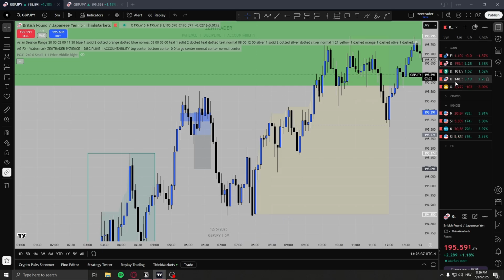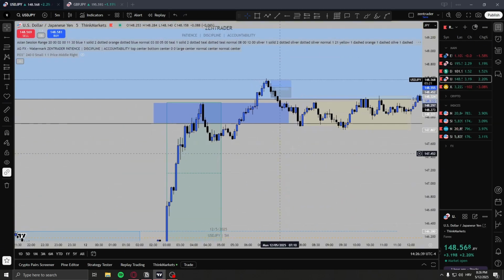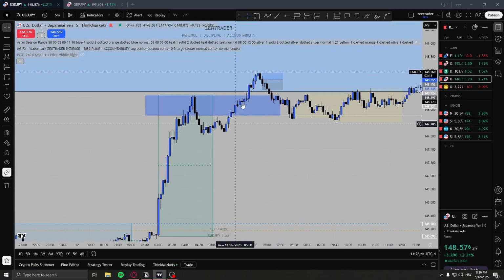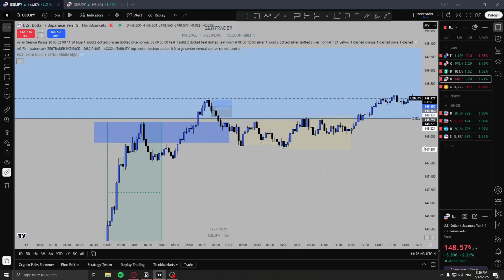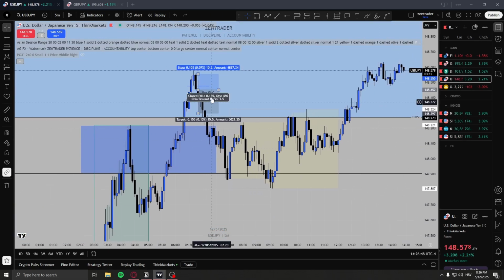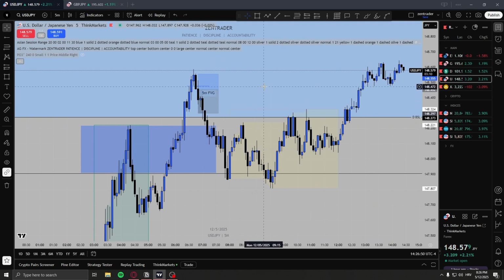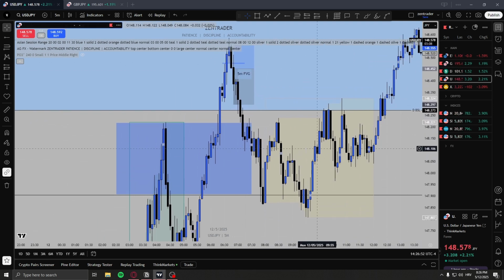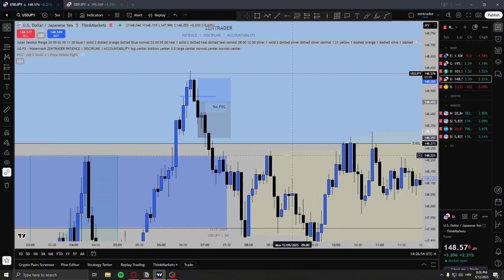Then I look at the trade on USD/JPY. We do the same thing. As you can see, we took out London high, and I like this setup even more because we took out the daily buy side, and we are also in a daily fair value gap, which is why I believe in this setup even more.